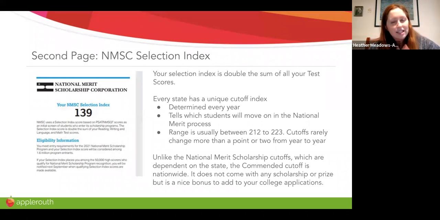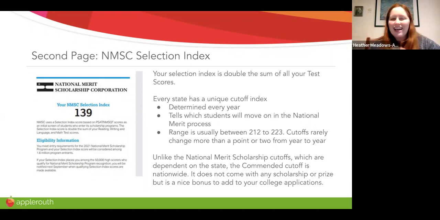So again, the selection index number will be in your score report. And then again, just a quick little Google search and figure out, what is your state's cutoff for this year, right? So those, again, are dependent on your state. The commended number is nationwide, but again, that's kind of just a nice certificate to get. No further steps that you need to take there. So again, that's National Merit.